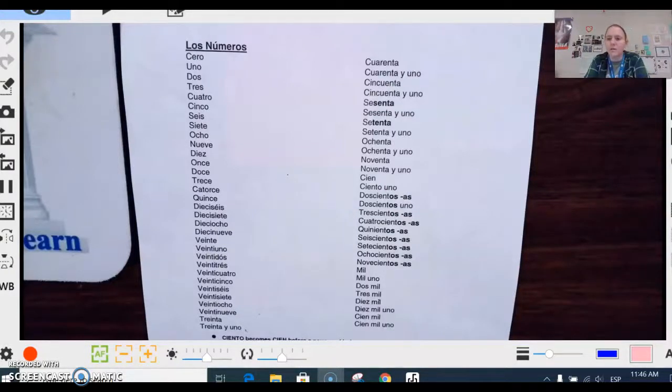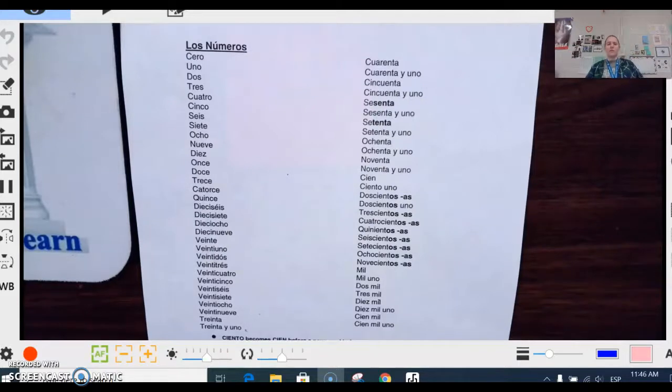So today we're going to be looking at our numbers. We learned numbers 1 through 100 last year. This page that is on Google Classroom, you guys have a copy of it. You can print it out. I have copies for when we come back to school. This is just a list of your numbers.